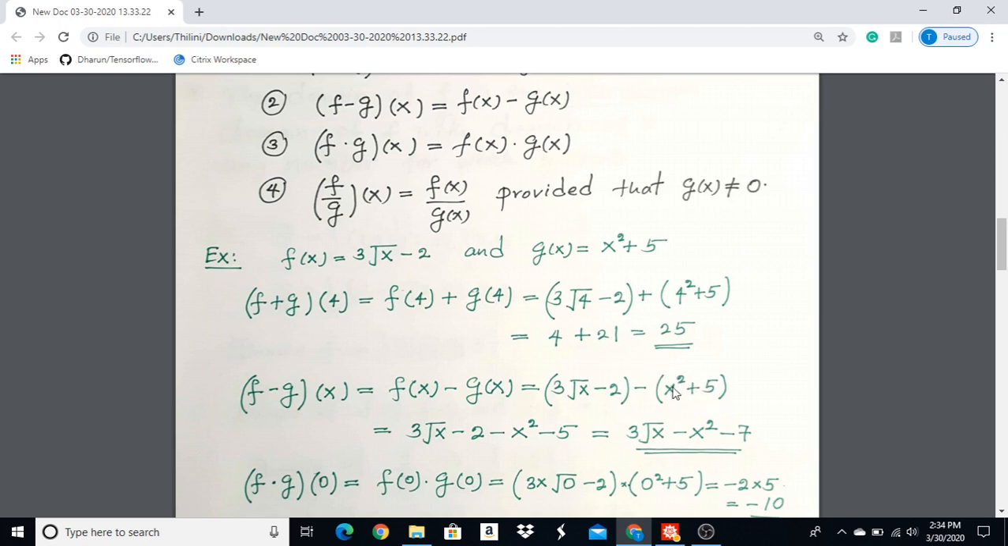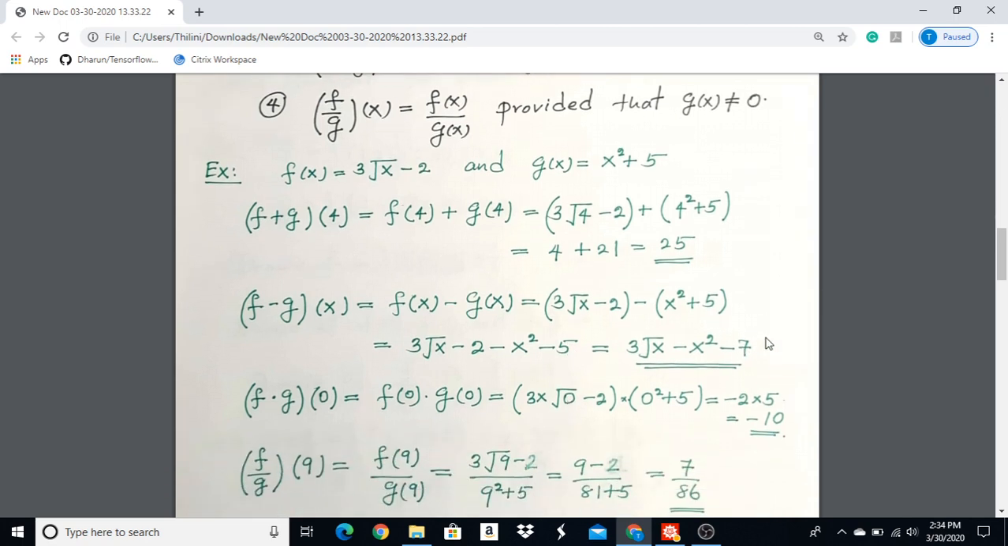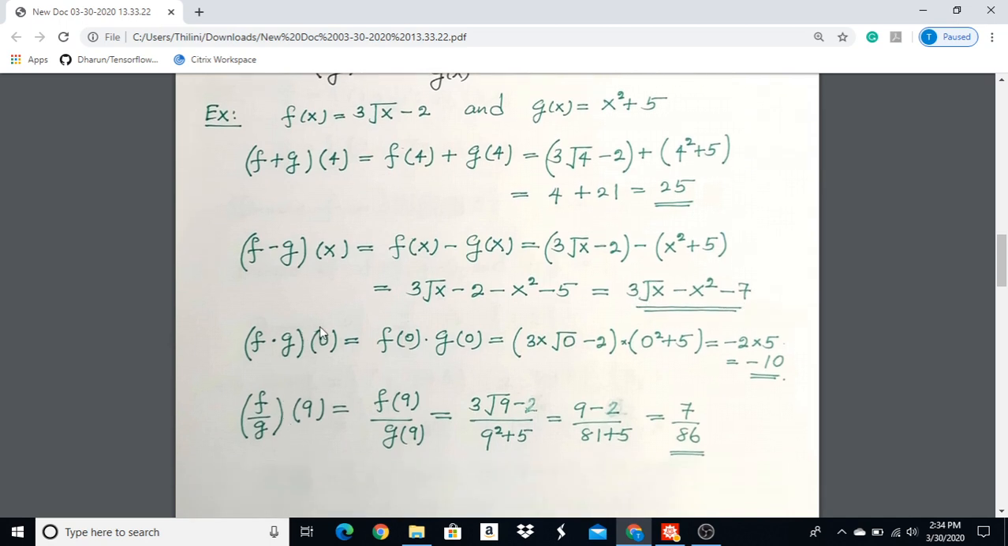Now we can do the FOIL here and we get negative x squared minus 5, and we can simplify this one now because we have 3x minus x squared that can be simplified, but here we have two numbers that can be simplified to negative 7. So this is a new function by taking the difference of f and g. And similarly we can do the product.